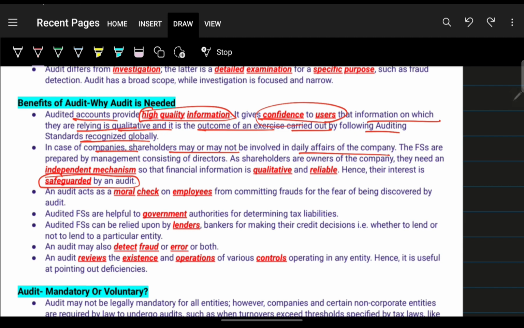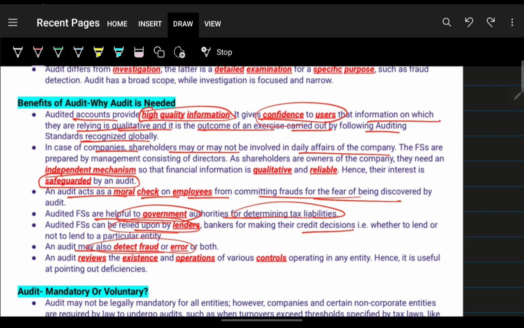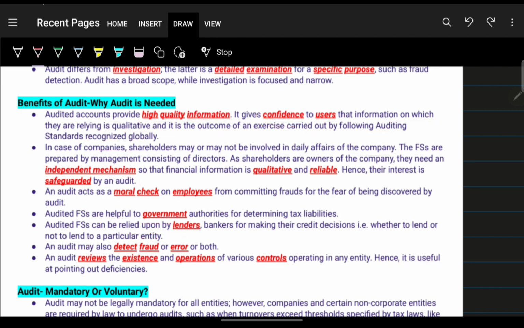Next, it keeps a moral check on the employees from committing fraud, for the fear of being discovered by the audit. Next, this is helpful for government authorities for determining tax liabilities, right? Audited financial statements can be relied upon by the lenders before making any credit decisions, right? And it is also used for detecting fraud or error or both, right? An audit reviews the existence and operations of various controls operating in any entity. So it is useful to point out any deficiencies in the control systems.